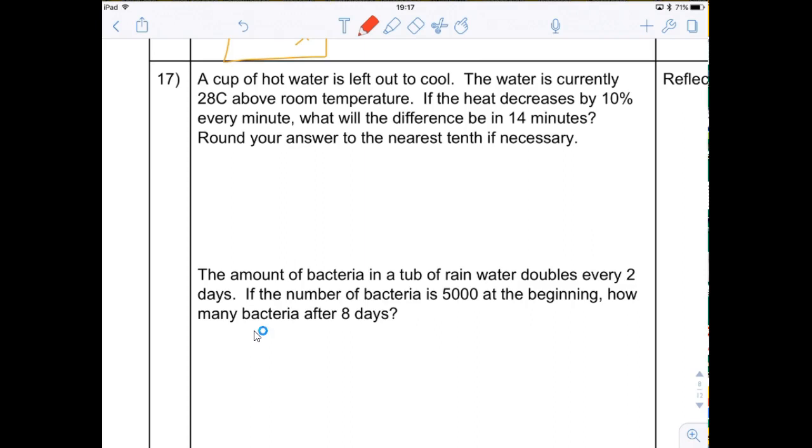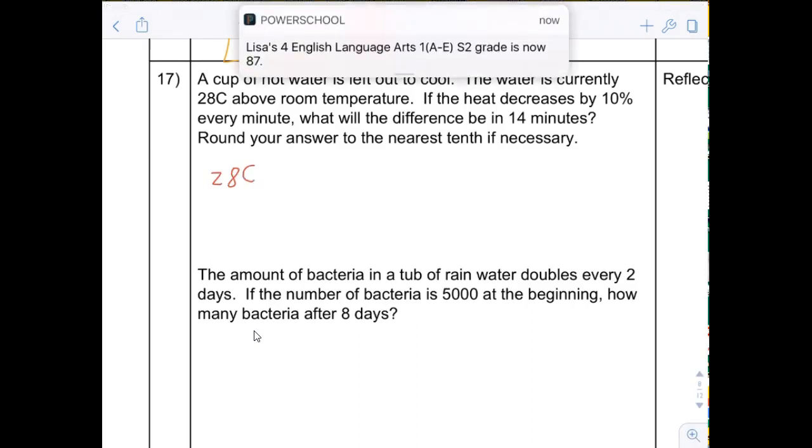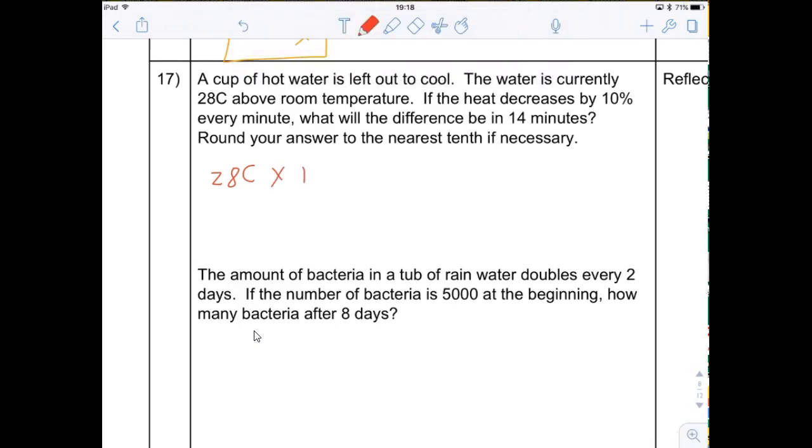Okay, so let's see. If the heat continues the same, then the way you calculate the temperature from one time to another is you just multiply it times 100%. So let's say that you're 28 C above room temperature, and you want to see what you multiply times in order to get the new temperature. You just multiply by 100%. Okay? Now, if I want to make it decrease by 10% every minute, then what I want to multiply by is 100 minus 10%. Does that make sense?